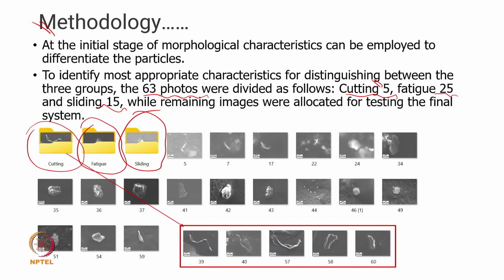Now what are we showing in cutting? You can see here, this is a cutting particle, this is also a cutting particle, this also, and this to some extent looks like cutting. If I don't include it, it can come as sliding also. This also has an aspect ratio on the higher side. So there is some sort of subjectivity from author to author.